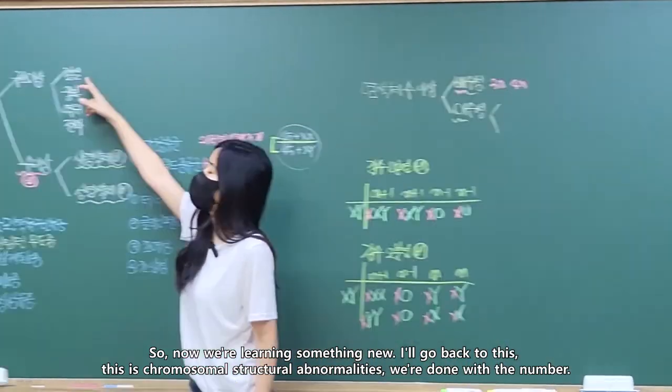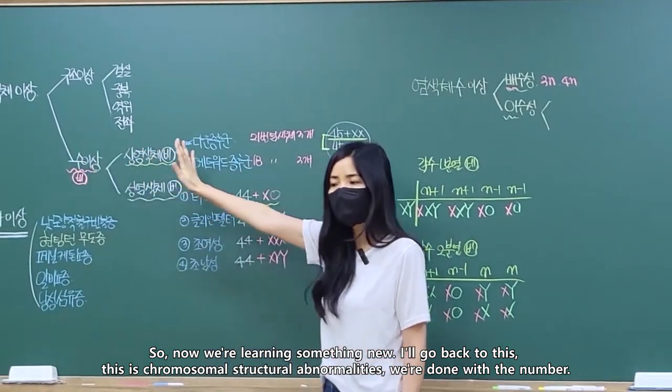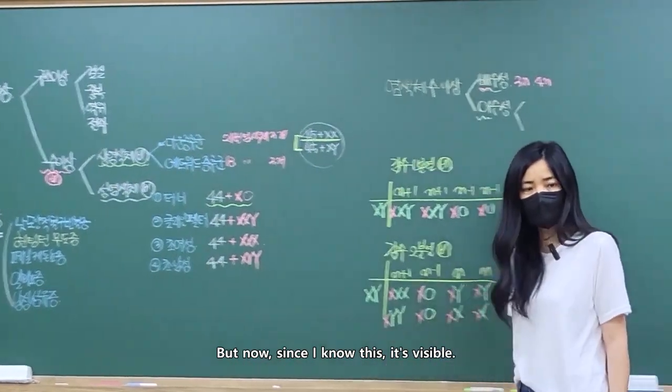I'll go back to this. This is chromosomal structural abnormalities. We're done with the number. But now, since I know this, it's visible. Why was it so simple?